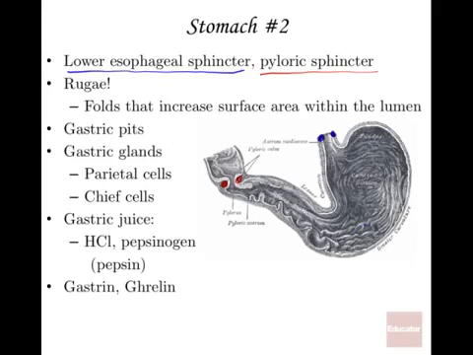Gastric pits are these little holes in the rugae where you're going to get gastric secretions. And in those pits, you find gastric glands. Two main cells are a part of these gastric glands, parietal cells and chief cells. Parietal cells have a lot to do with the release of hydrochloric acid into the lumen of the stomach. And we can call the mixture of this and other things gastric juice.